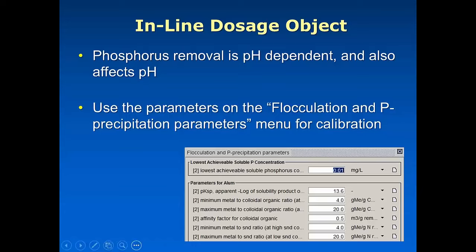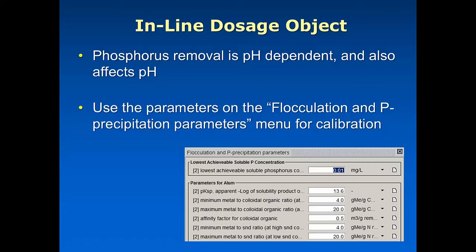However, you can adjust things like the solubility product here. So that's a way that you could, if you have performance at your plant that is maybe a little bit inefficient for one reason or another, make adjustments and calibrate the performance of the model to your known data by making adjustments to that solubility.